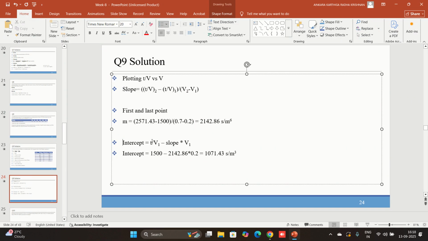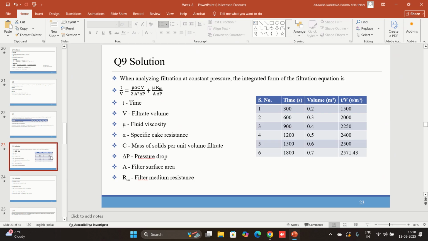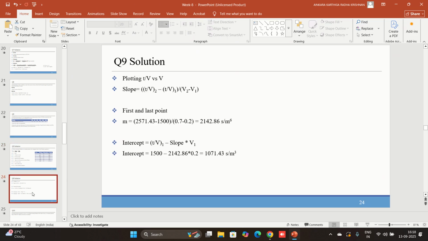So y is T by V, and minus slope into V1. So slope we found out as 2142.86 into V1. V1 is 0.2 and T by V1 at that condition is 1500. So it is 1500 minus 2142.86 into 0.2.